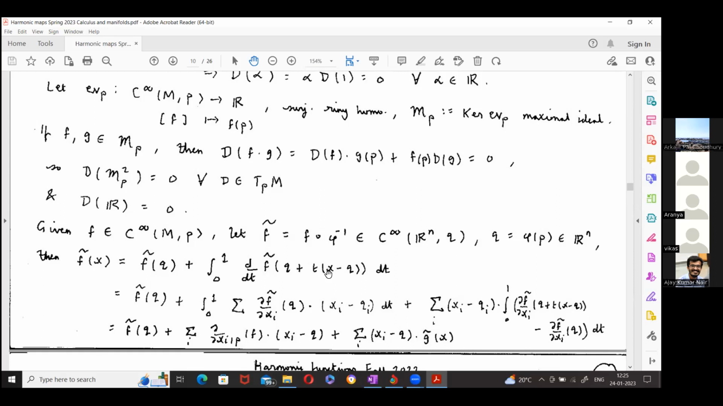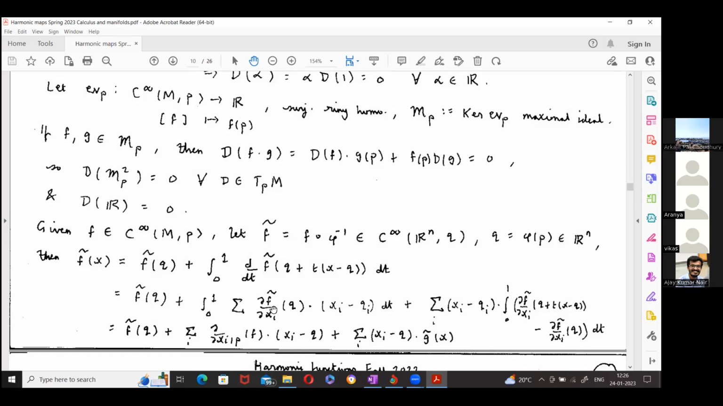So what will I get? What I get is a summation over i of ∂f̃/∂xi at Q plus t(x minus Q), into (x minus Q). So what I'll do is I'll subtract the value of ∂f̃/∂xi at Q and also add the value of ∂f̃/∂xi at Q. So I'll just add and subtract this ∂f̃/∂xi at Q. Then I break up the sum into these two terms.